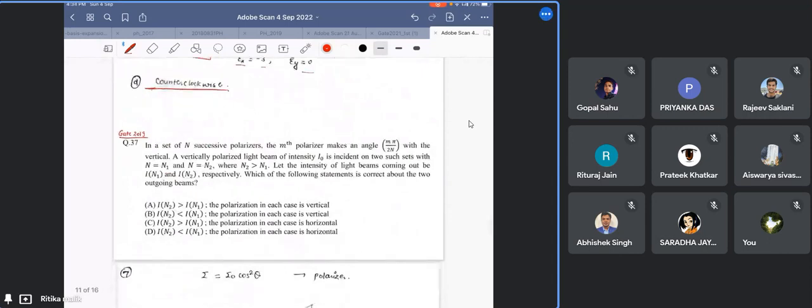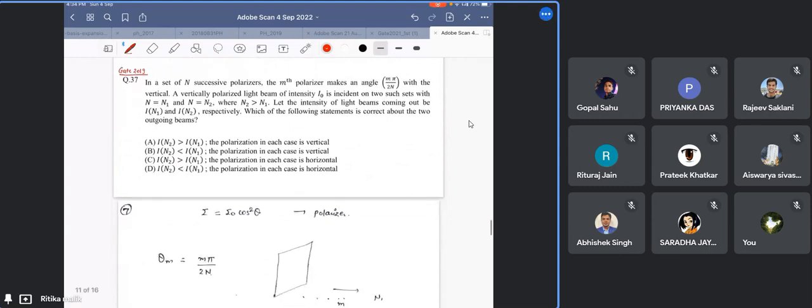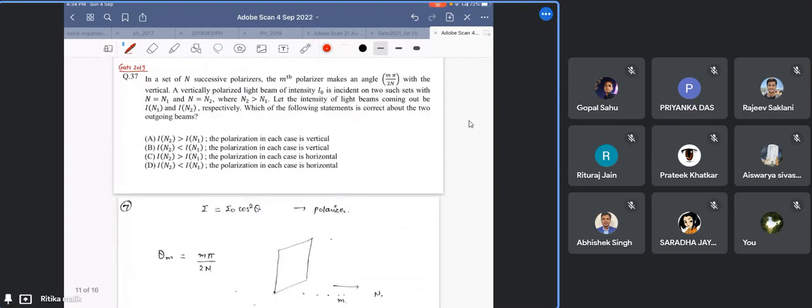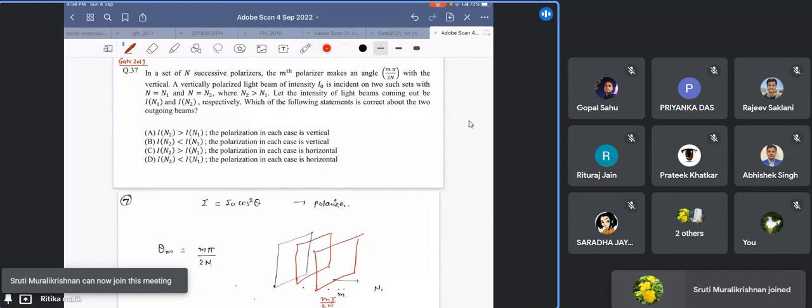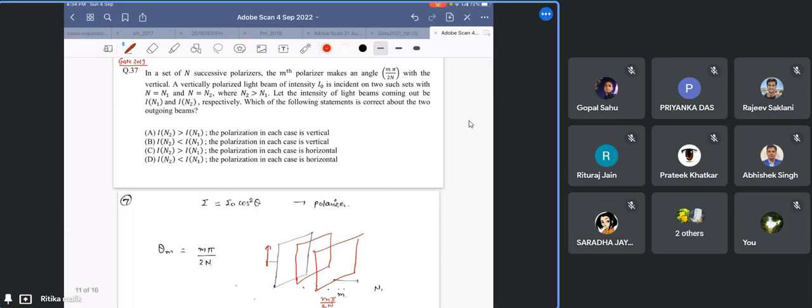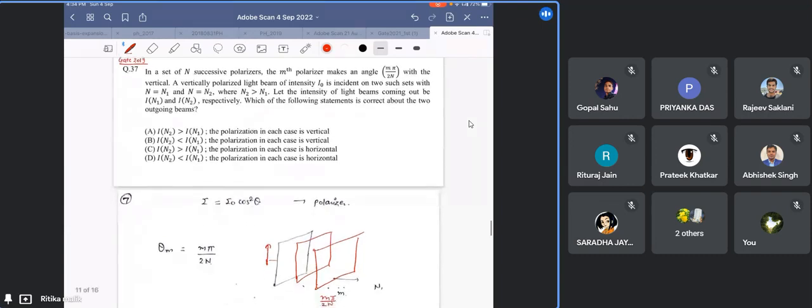Now, the next question is again from GATE 2019. In a set of n successive polarizers, the mth polarizer makes an angle m pi by 2n with the vertical. So we have n successive polarizers: one polarizer, then another, and another. The mth polarizer makes an angle m pi by 2n with respect to the initial light. If vertically polarized light is incident on the first polarizer, for example, the third polarizer makes an angle 3 pi by 2n with respect to the initial incident light.